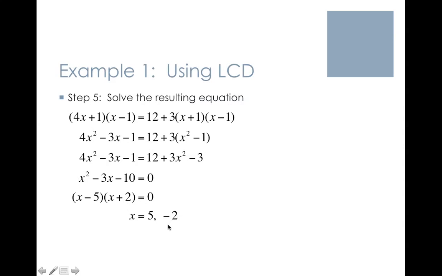Now, we're not quite done. We need one more step, and that step is to check. This is vitally important with rational equations. You must check your answers because there's a great likelihood that there's going to be extraneous solutions.